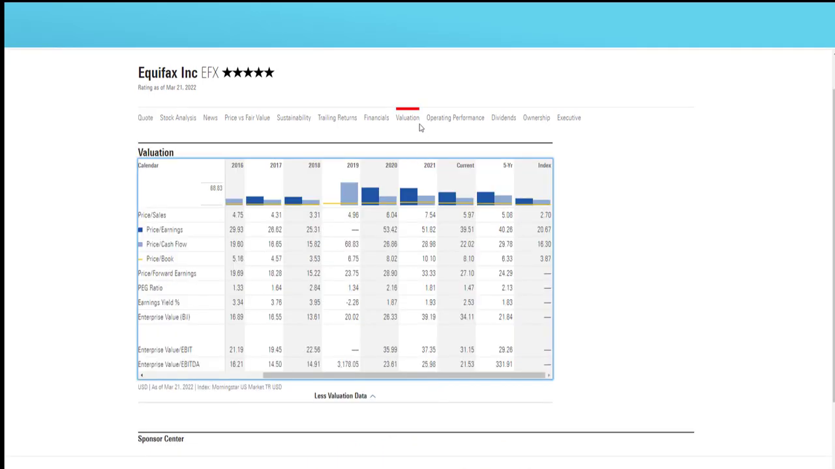We could also click on the valuation factors or ratios for that company. We see price to sales, price to earnings, price to cash flow, price to book. A lot of those good ratios are what we call market multiples. We see the history of those market multiples over time. It also compares this stock to the index, which would be the S&P 500 index.